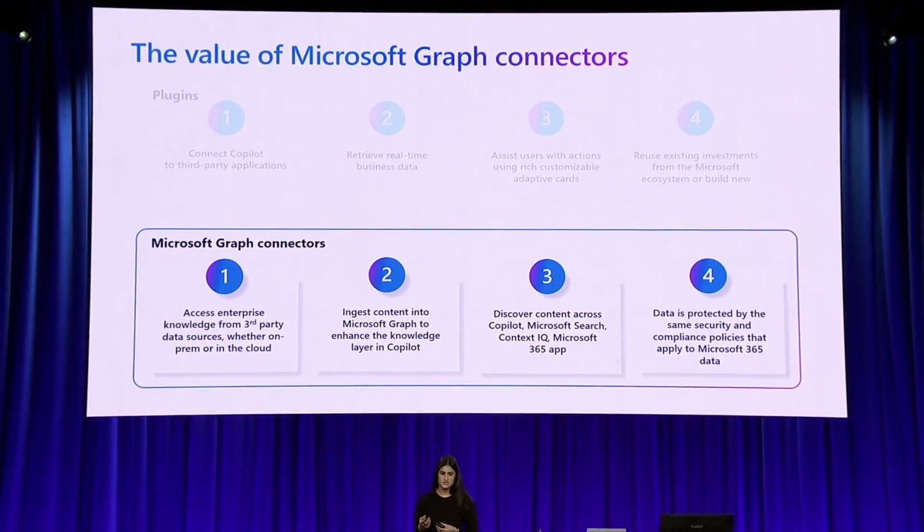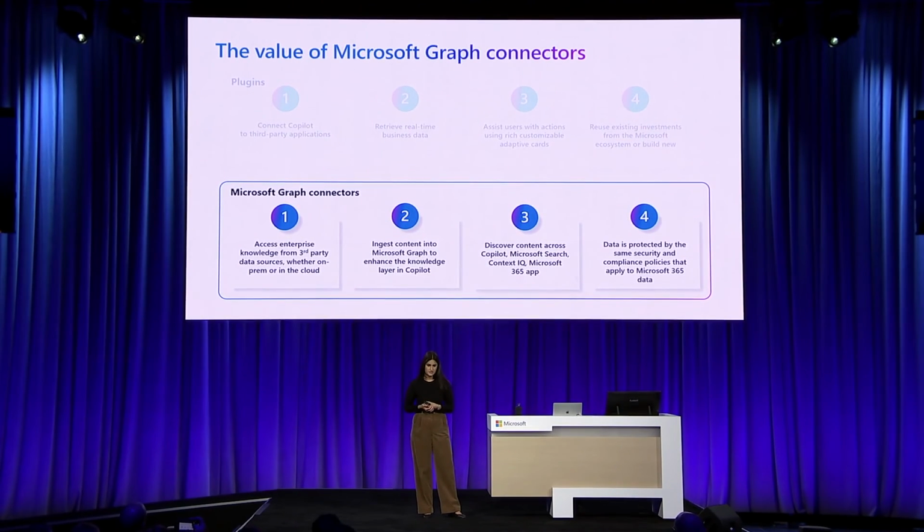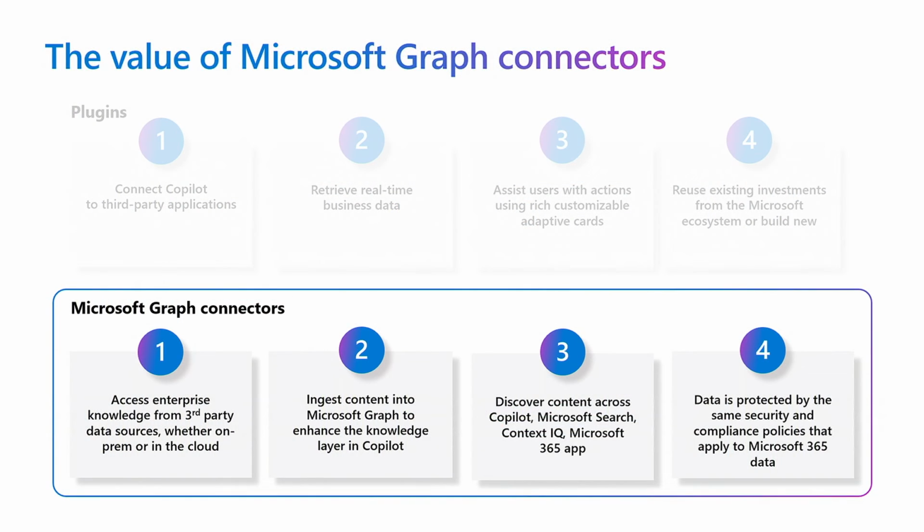So we just saw two options for deploying Graph connectors. One was starting from scratch, and the first one was pre-built by Microsoft. And here's just some of the value that you get by ingesting your enterprise data into M365. So very first thing, it's bringing in rich data from all your external sources, whether they're on-prem or on the cloud. It's also discovering your external content very easily for users across M365 experiences, like Copilot, Microsoft Search, as well as the M365 app. And this is so that users can spend less time searching. And then finally, recognizing that all of this data that you bring into Microsoft Graph is protected by the same security and compliance policies that apply to the rest of your M365 data.